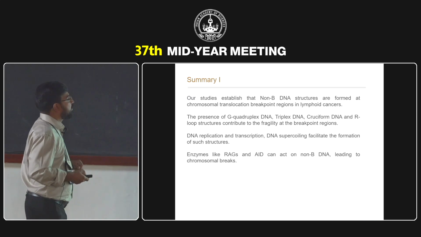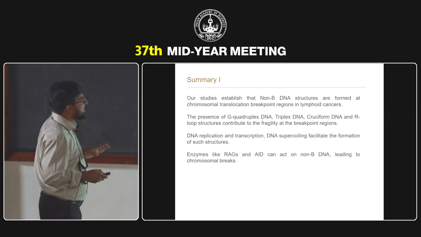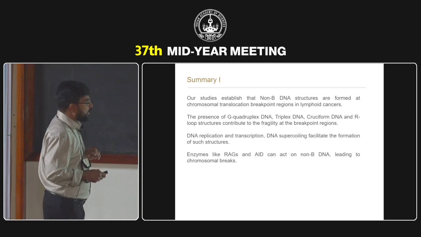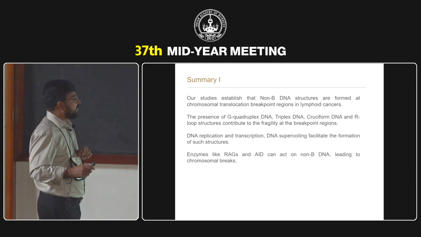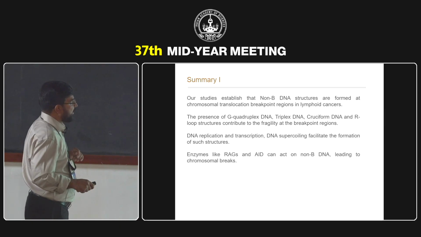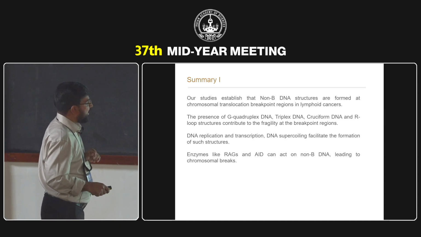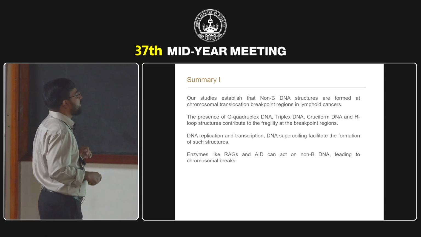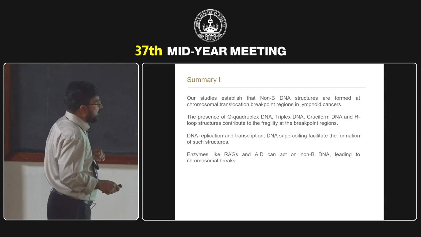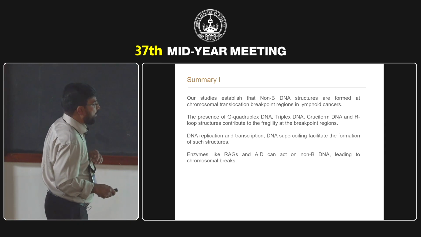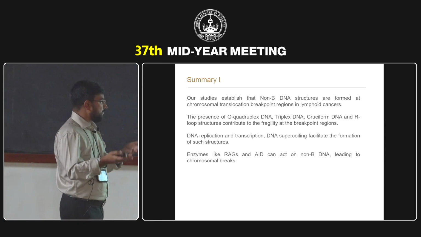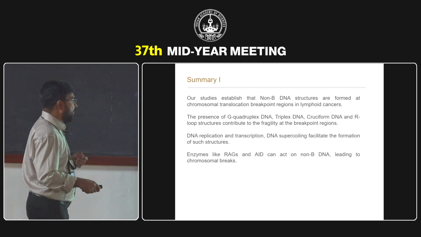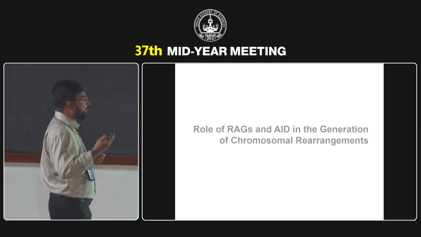So to summarize this portion of the work, our study shows that non-B DNA structures are formed at chromosomal translocation breakpoint regions in lymphoid cancers. G quadruplex DNA, triplex DNA, cruciform DNA and R-loop structures contribute to the fragility at the breakpoint regions. DNA replication, transcription, and DNA supercoiling facilitate the formation of such structures within the genome. And enzymes like RAGs and AID can act on non-B DNA, leading to chromosomal breaks.